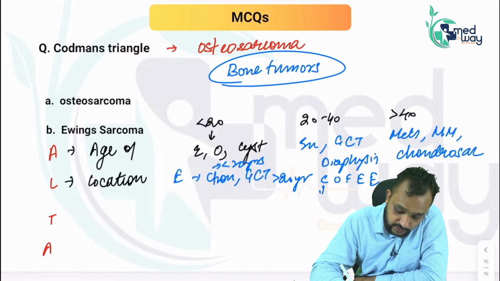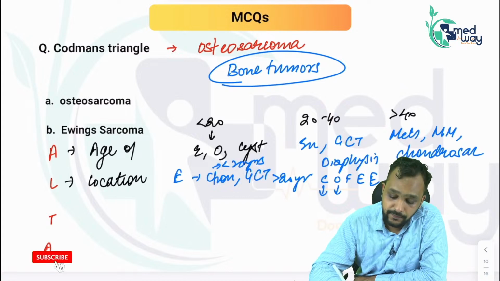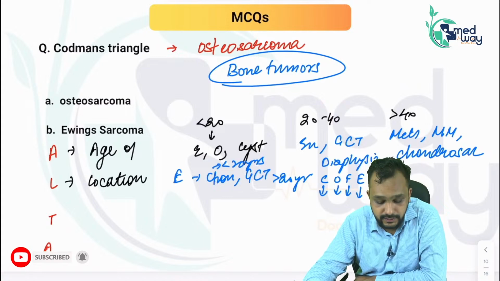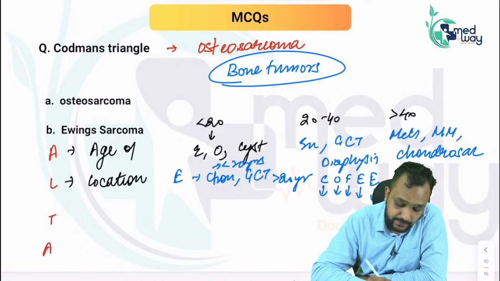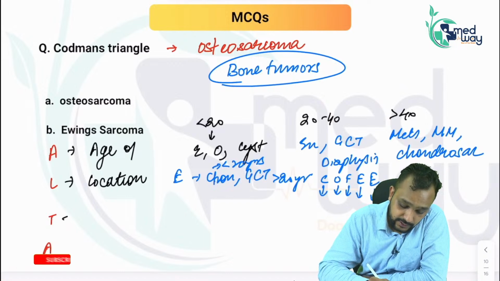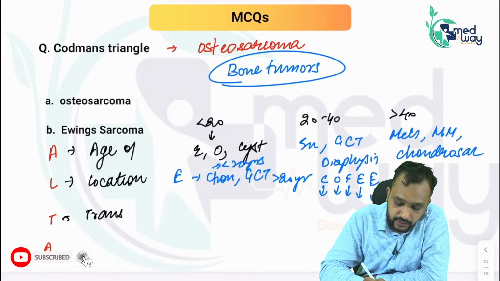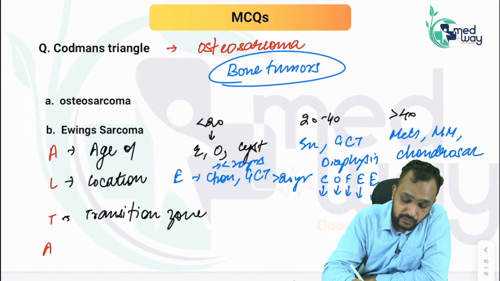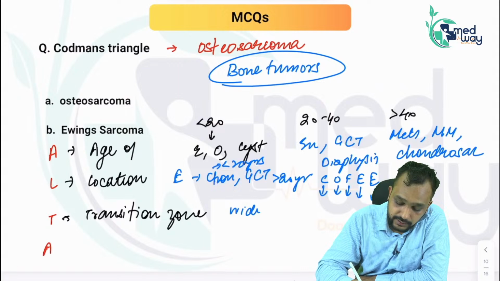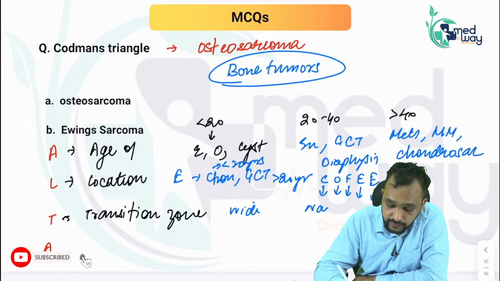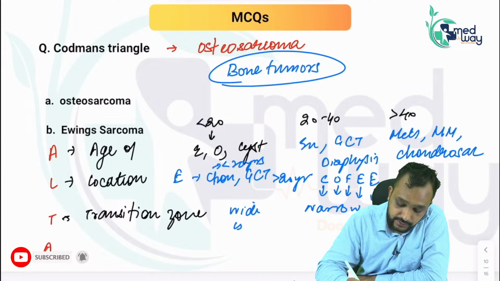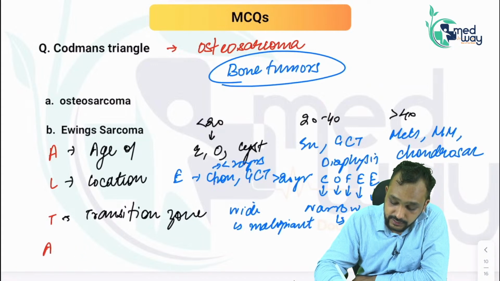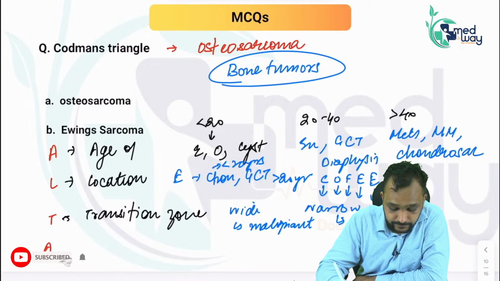So COFFEE stands for cyst, osteoid osteoma, fibrous dysplasia, Ewing's sarcoma, enchondroma, right? And the rest of the tumors are common in the metaphyseal location. Then transition zone, you need not remember it, but let me just tell it to you. There is a wide zone of transition and a narrow zone of transition. Wide zone of transition is shown by malignant tumors. Narrow zone of transition is seen in benign lesions.